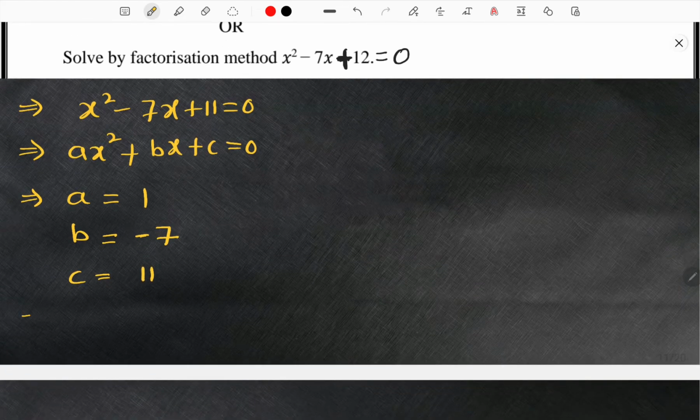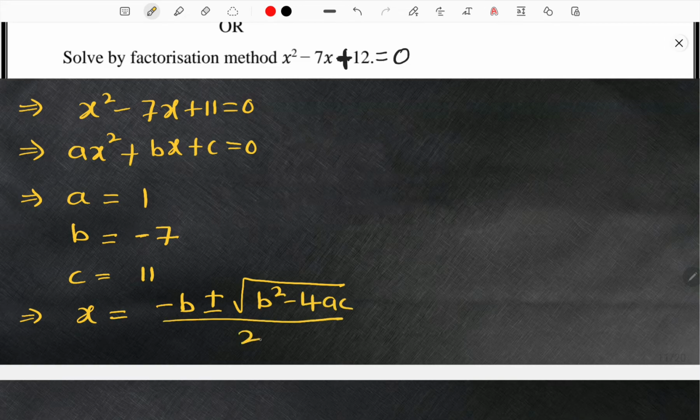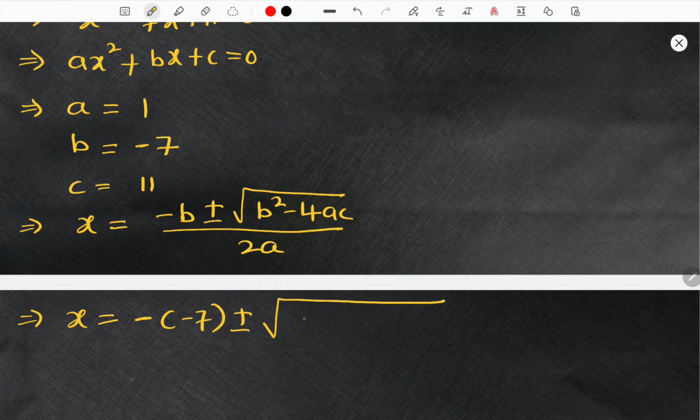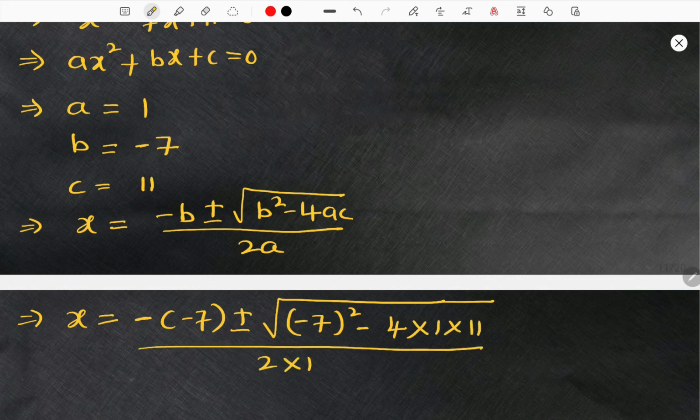So you write the formula, x is equal to, what is the formula? Minus b plus or minus under root of b square minus 4ac, divided by 2a. So this is the formula. Let us substitute now. x is equal to minus b, which becomes minus of minus 7, plus or minus under root b square, that is minus 7 whole square, minus 4ac, 4 into a is 1 and c is 11, then divided by 2a, 2 into 1.